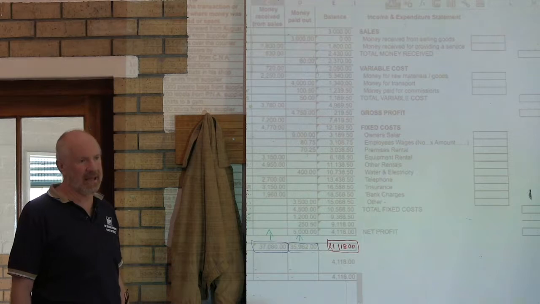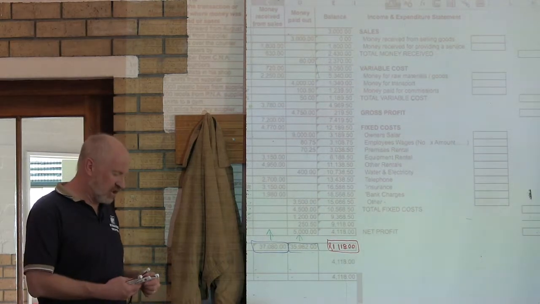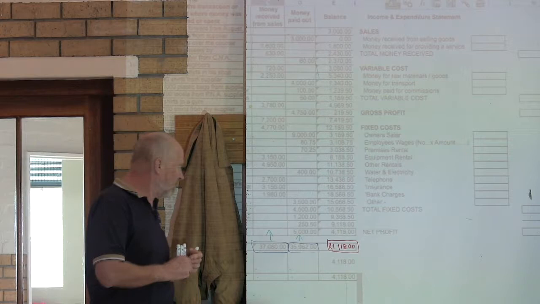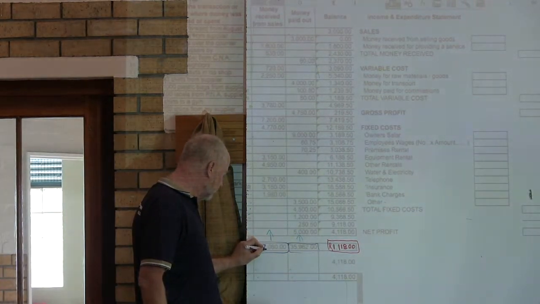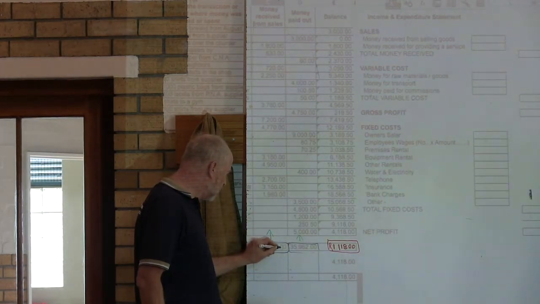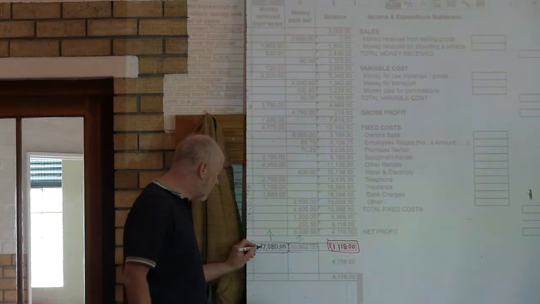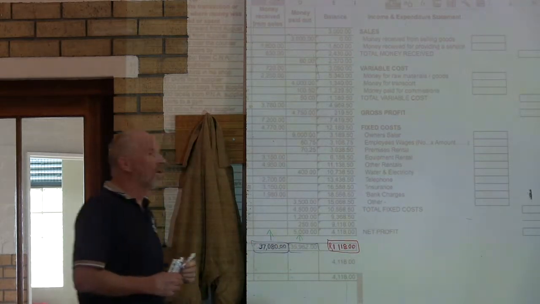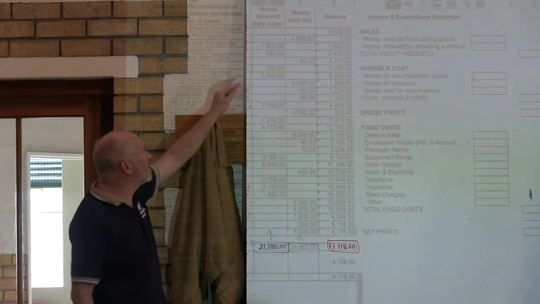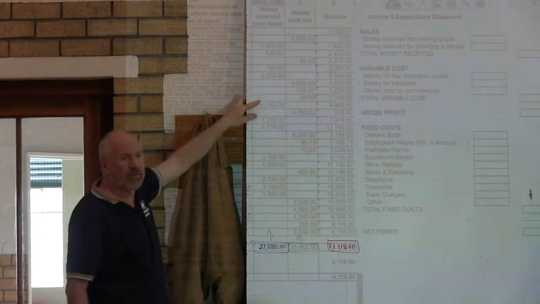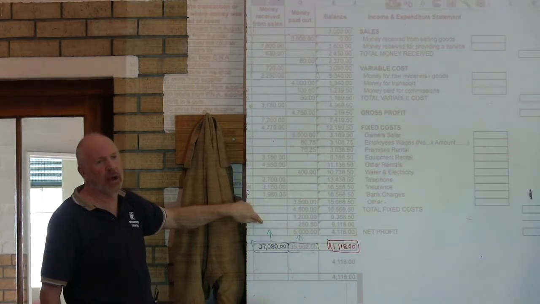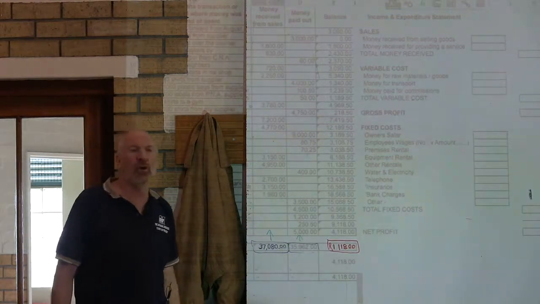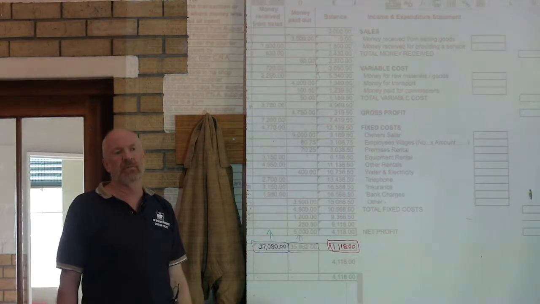Let's see if we can get there. Okay, so let me just highlight this figure here. So it's 37,080.00. Okay. So that is the addition of all of these figures here. Now, this is your income column. Where does it go on your income statement?